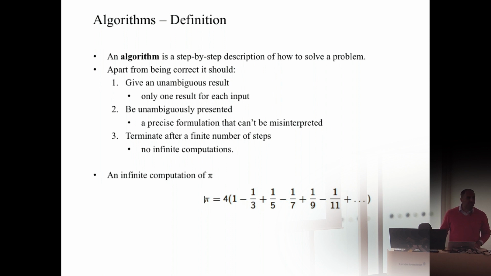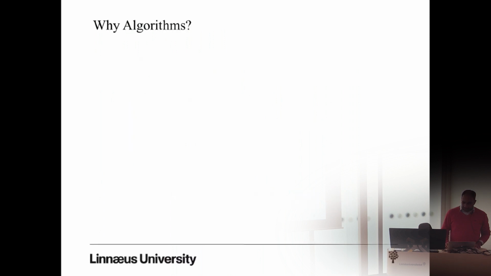So for example, in the case of pi, if you want to compute the value of pi, we have a formula over here, and it's an infinite sequence. So it's important that when you define an algorithm, there must be a finite number of steps.